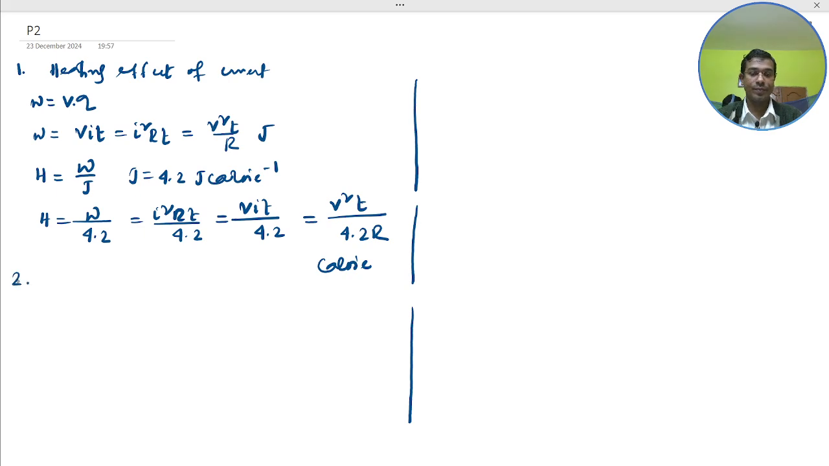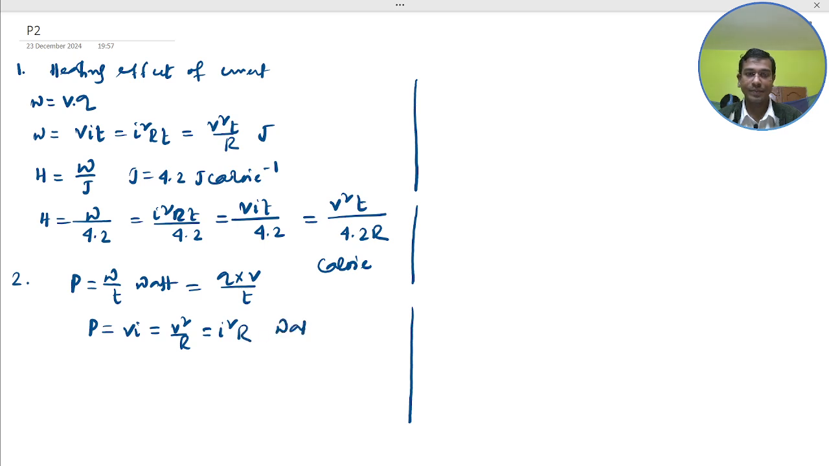So third one is the electric power, defined as P = W/T in watt. This is equal to QV/T. P = VI = V²/R = I²R in watt.